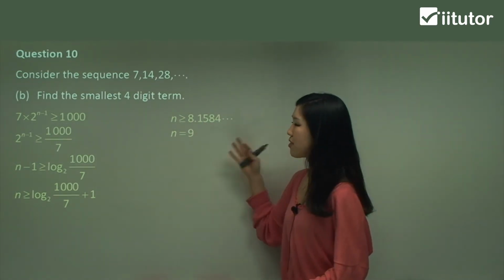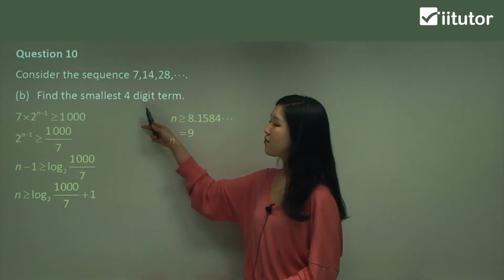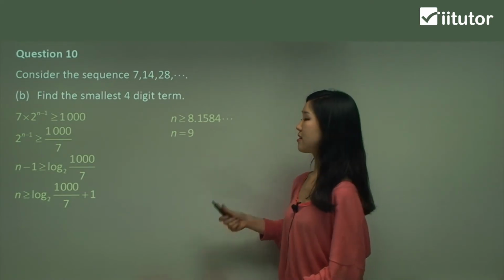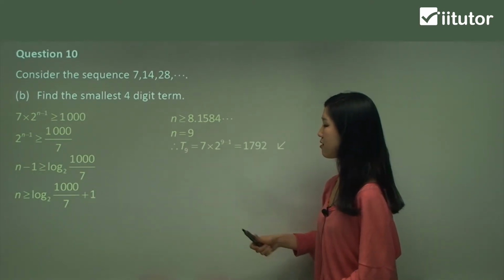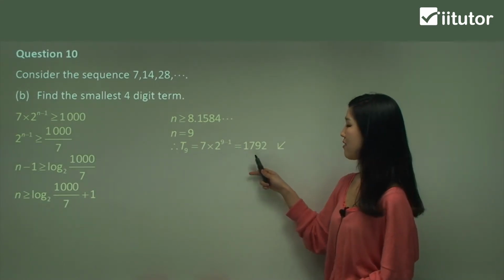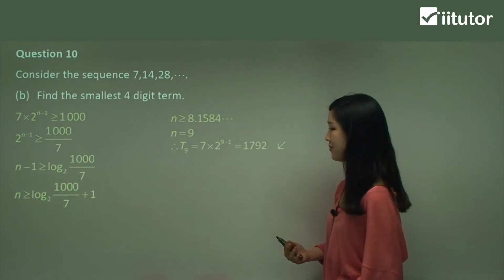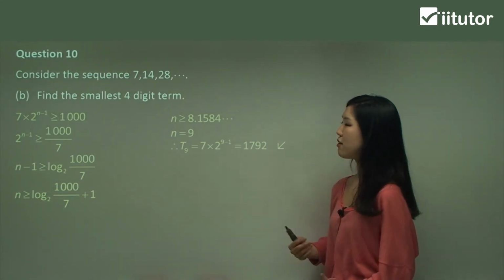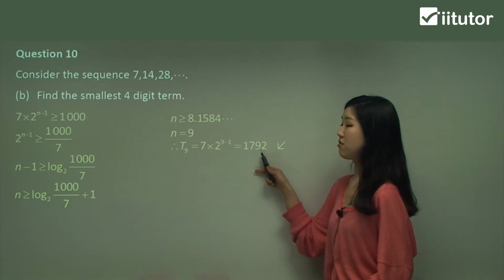So the ninth number is the smallest term. It's the smallest 4-digit term basically. Okay, so we've got to find what that ninth term is by substituting this back into our formula, 7 times 2 to the power of 9 minus 1. And that should be simplified to 1,792. Okay? So the smallest 4-digit term in this sequence will be 1,792.